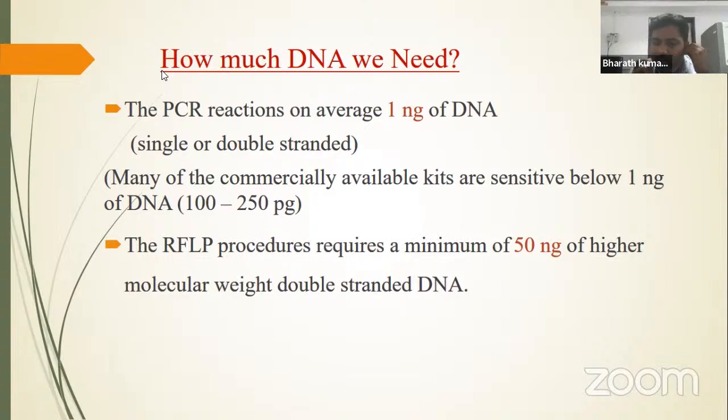For example, when we are doing RFLP, that is restriction fragment length polymorphism, these procedures need a high concentration of DNA. For example, it requires 50 nanograms of DNA. So for PCR reactions, a very minimal amount of DNA is sufficient. Why? Because we can double the number of DNA copies by using the polymerase chain reaction. Theoretically, many commercially available kits are very sensitive and can extract 100 to 250 picograms of DNA. So we can extract even very small quantities with the available kits.